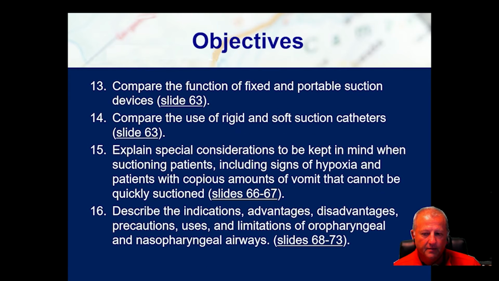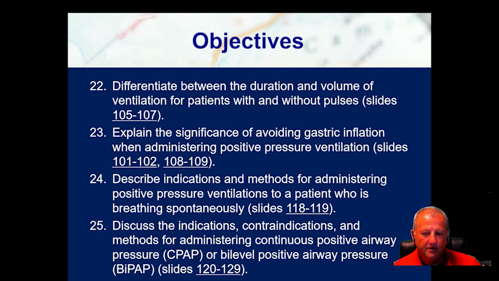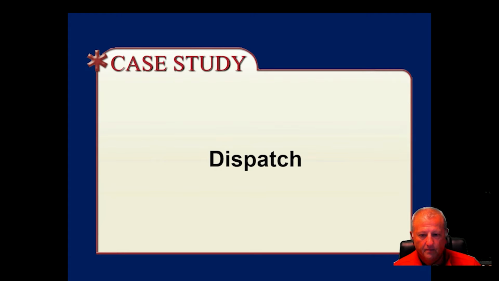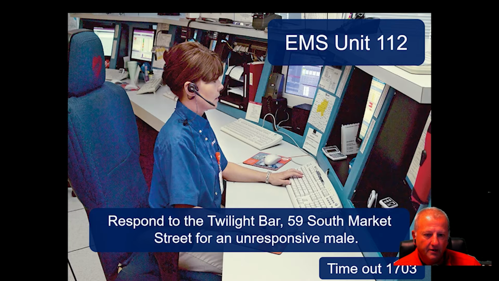Let's get some of the objectives, because there's lots of objectives in this chapter. Okay, let's do the case study. You're on unit 112 and you're dispatched to the Twilight Bar at 59 South Market Street for an unresponsive male patient.